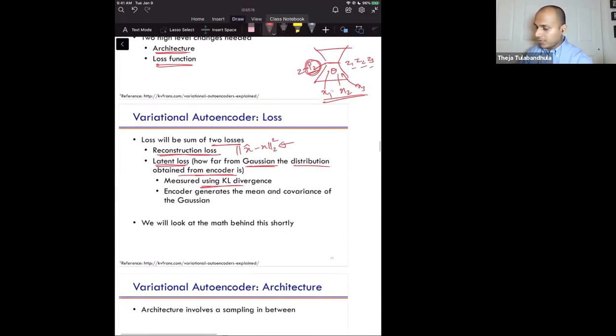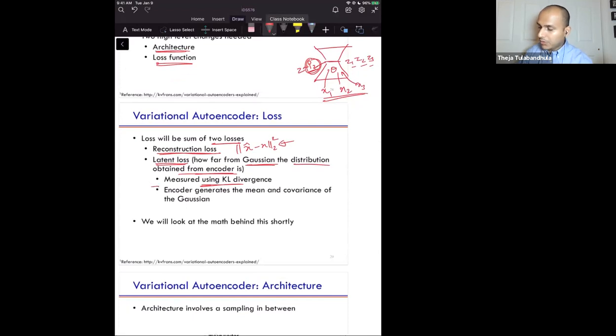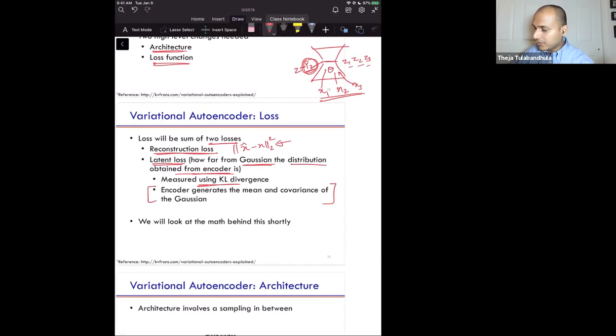One more point about the encoder. This is related not to the loss, but to the architecture, so I'm going to talk about it in the next slide.